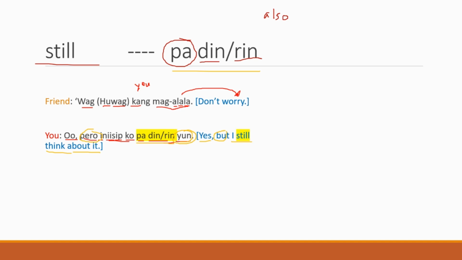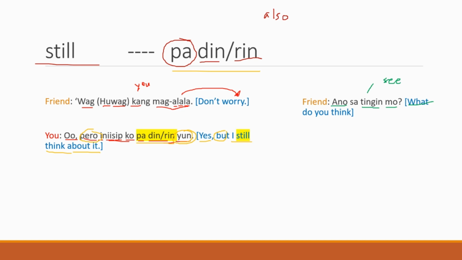Alright, we have here another example. Your friend will say, "What do you think?" Ano sa tingin mo? This is the translation for that in Filipino. Ano is what. Tingin mo. Tingin literally means see. What do you think about it? is the translation in English.